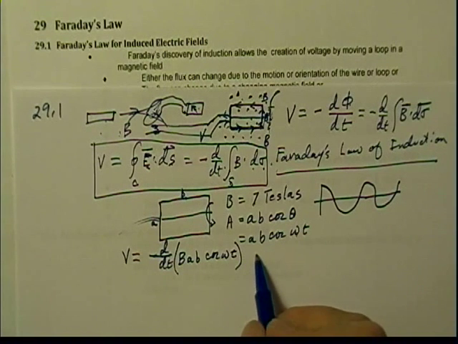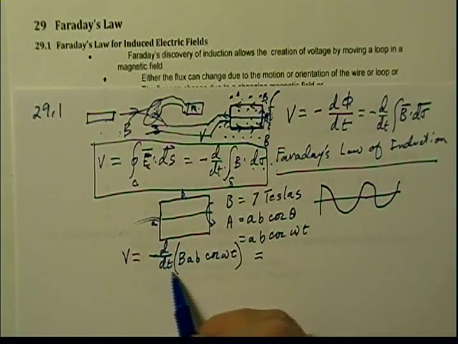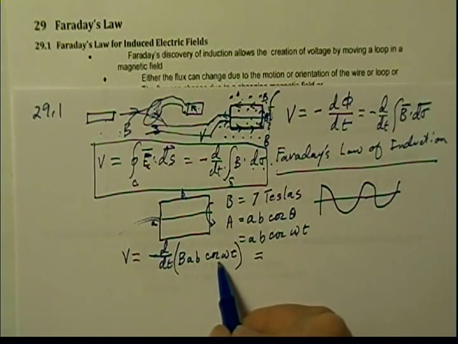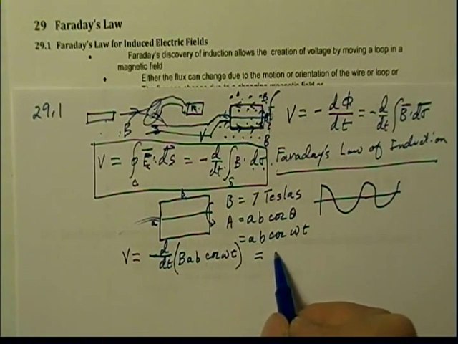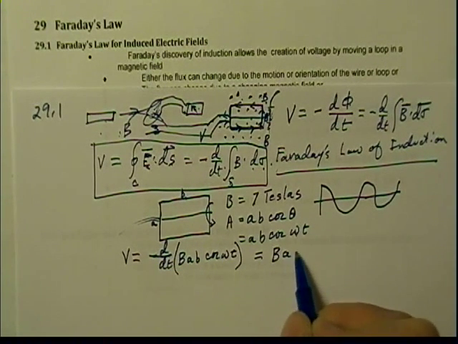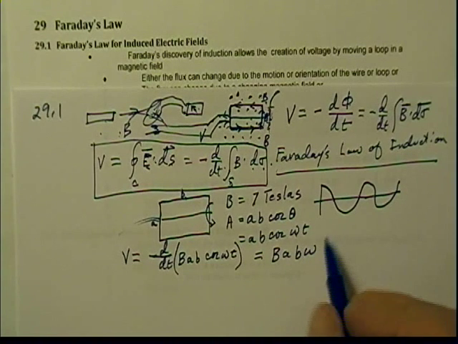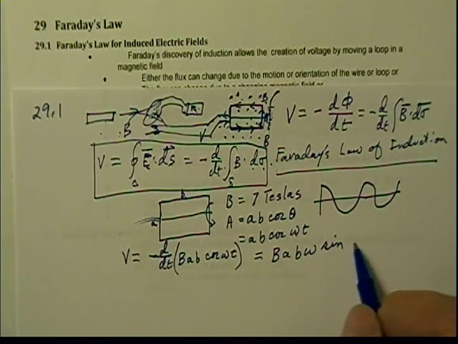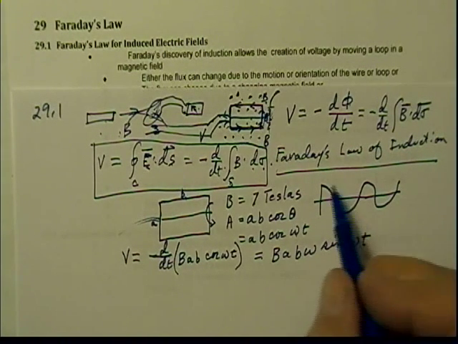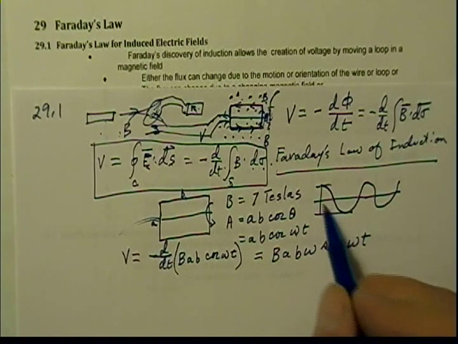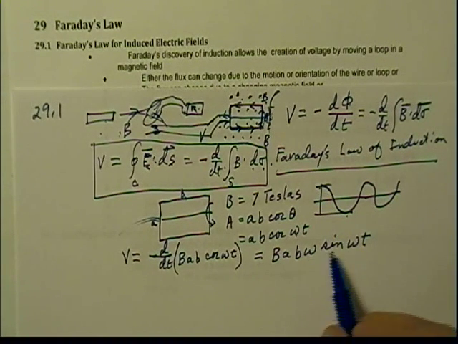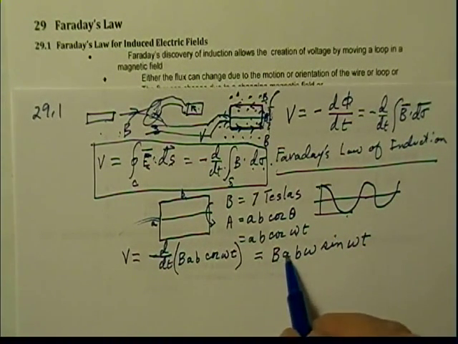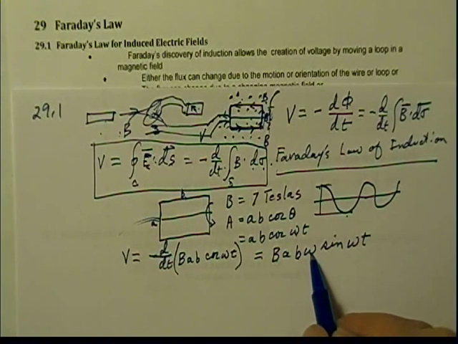And we're going to take that derivative, and the derivative of a cosine is a sine, and we bring out a factor of omega, so that would be B A b omega times the sine, and I'm forgetting the signs out front, it doesn't matter, sine of omega t. And so the maximum voltage that we're going to have, going from the maximum here to the maximum here, is going to be B times A times b times omega. And we have to figure out how fast we're turning that.